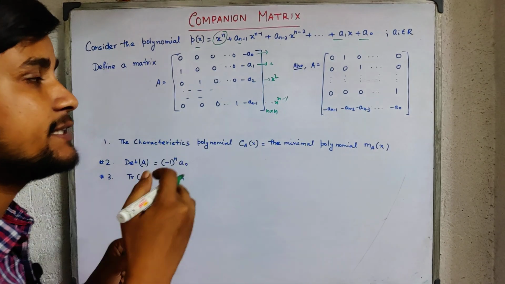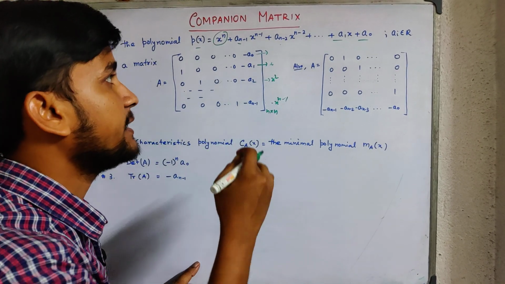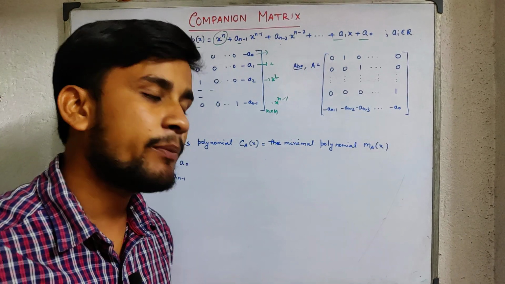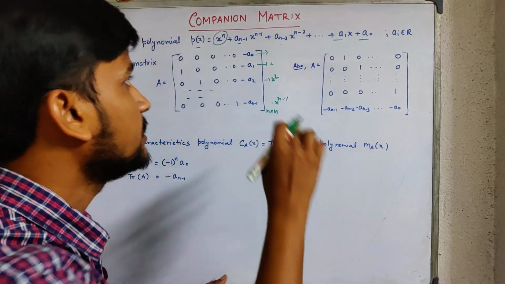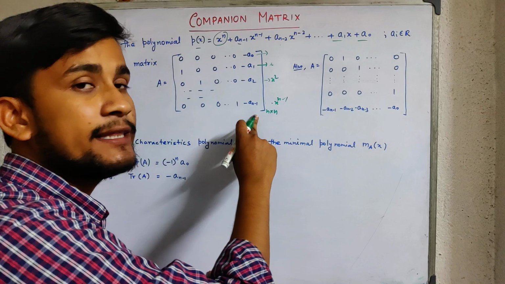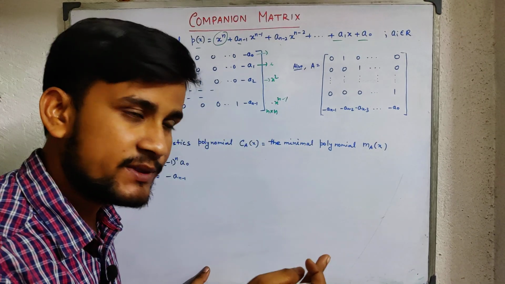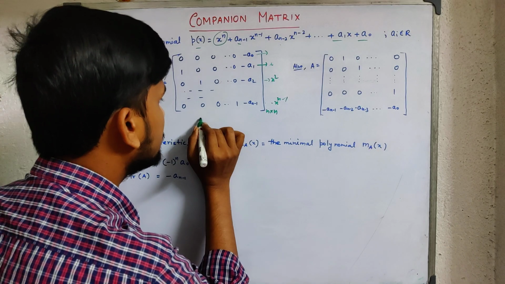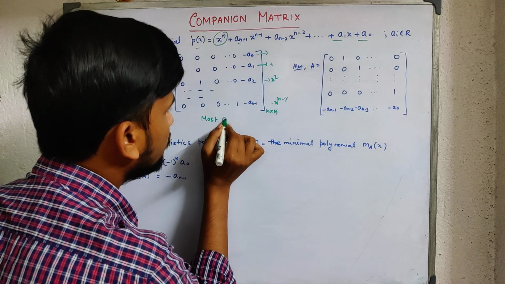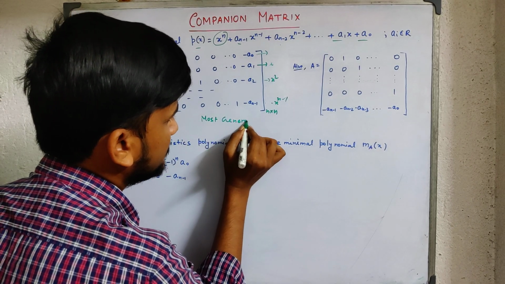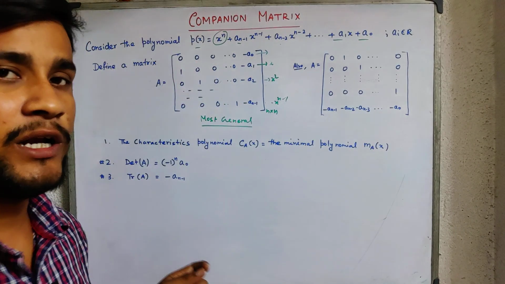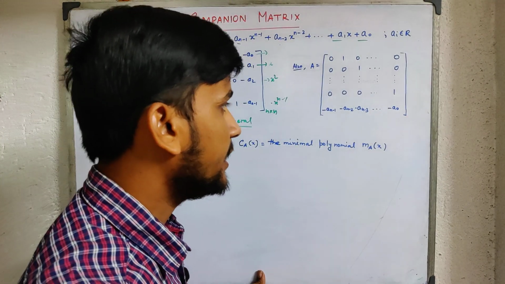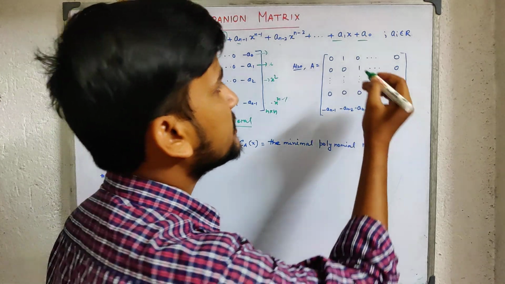So what is the representation of the matrix? The coefficients, from the lower power to higher power, starting from x to the power 0, should be taken in the last column with a negative sign, and the off diagonal entries are 1. So this is the most general representation of companion matrix. Now in question papers, you can also see this matrix.